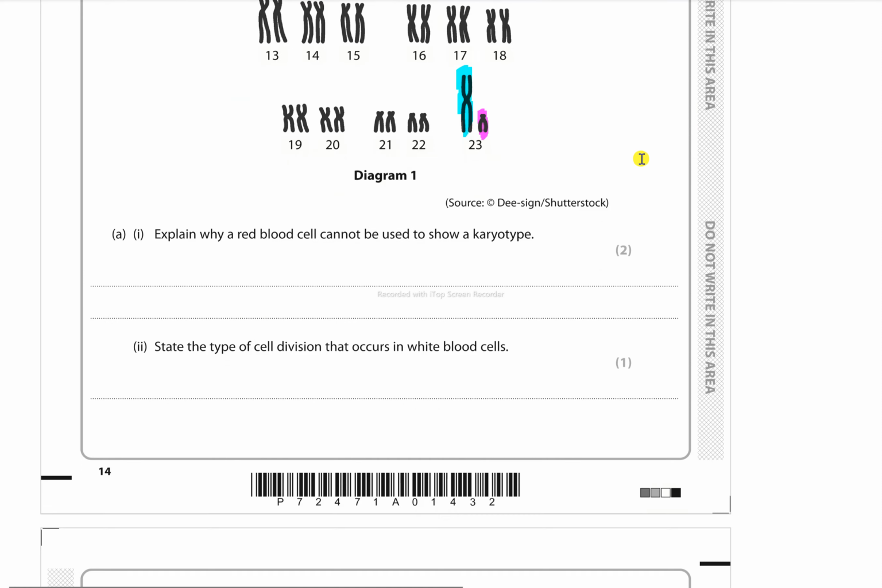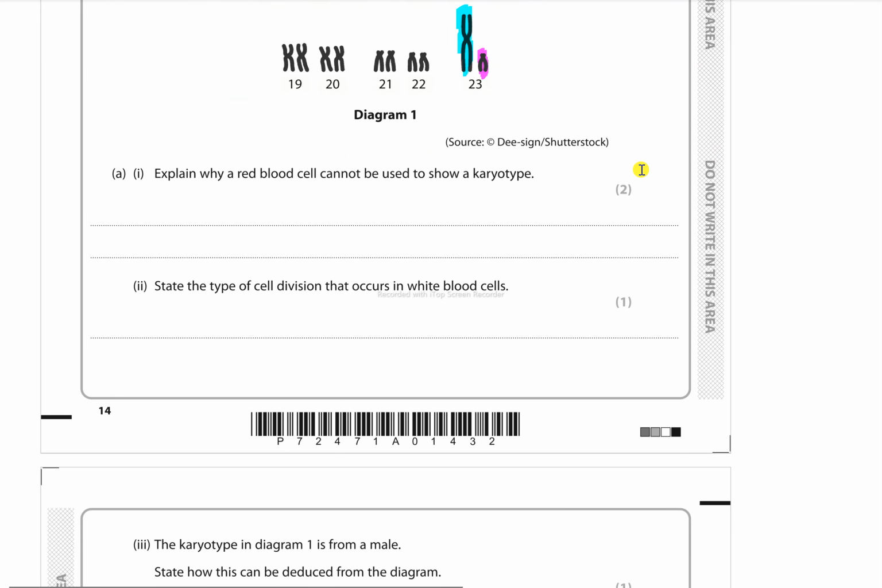Right, there you go. So first question, explain why red blood cells cannot be used to show a karyotype. Right, because remember, red blood cells have no nucleus, so no chromosomes present.